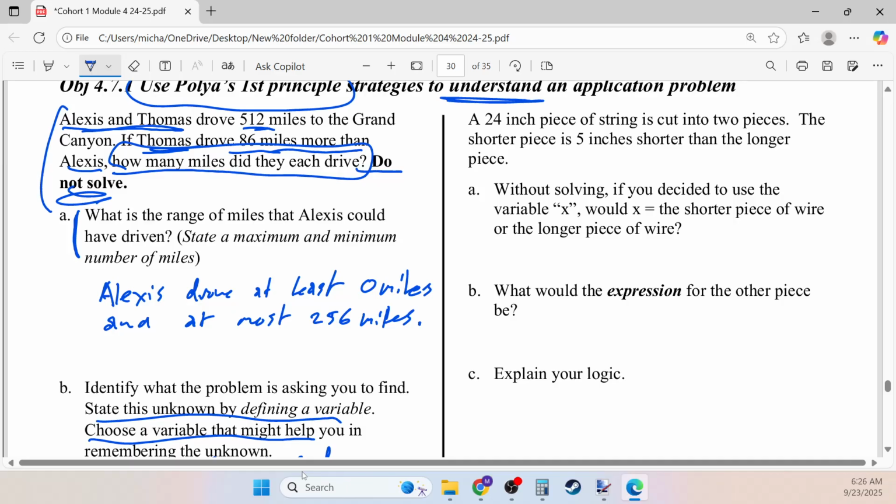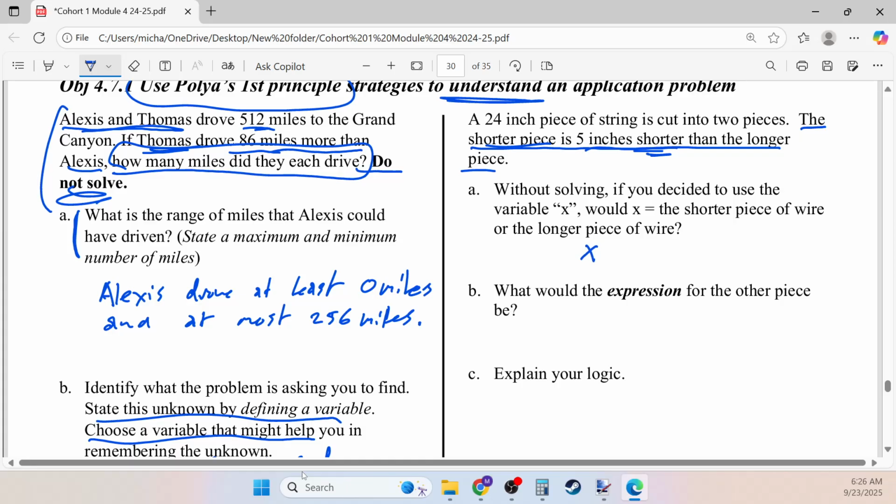Next one here. A 24-inch piece of string is cut into two pieces. The shorter piece is 5 inches longer than the longer piece. Sorry, the shorter piece is 5 inches shorter than the longer piece. Without solving, if you decided to use the variable x, would x equal the shorter piece of wire or the longer piece of wire? You could do it either way, but if we're looking strictly at this sentence here, it says that the shorter piece is shorter than the longer one.